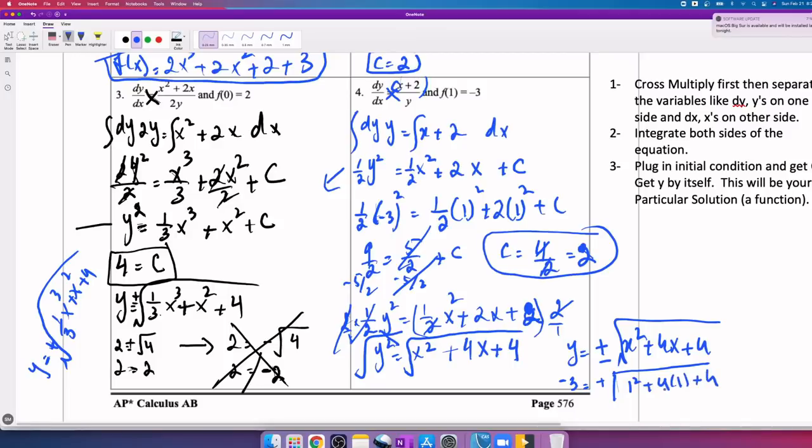4 plus 4 is 8. 8 plus 1 is 9. The square root of 9 is 3. It's positive 3, so that's not working.